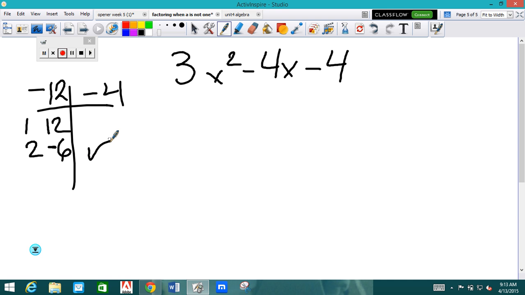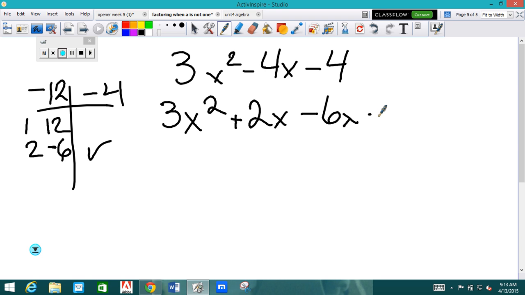So then the next step is to rewrite this. No, it's not. It's a negative 4. They're both negative. So 3x squared minus 2x minus 6x minus 4. Now here's the point where we might start having different words. You might have put the negative 6 in front and the 2x separate.